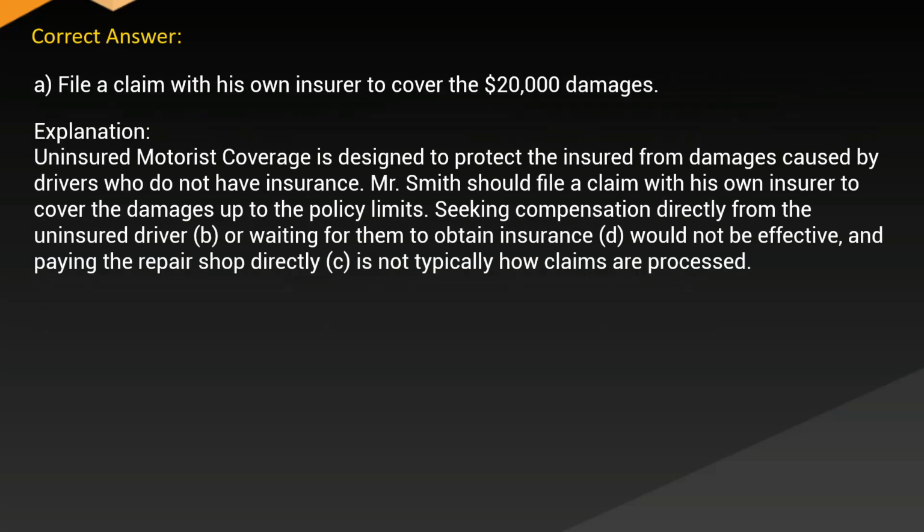Correct answer: B. File a claim with his own insurer to cover the $20,000 damages. Explanation: uninsured motorist coverage is designed to protect the insured from damages caused by drivers who do not have insurance. Mr. Smith should file a claim with his own insurer to cover the damages up to the policy limits. Seeking compensation directly from the uninsured driver, B, or waiting for them to obtain insurance, D, would not be effective, and paying the repair shop directly, C, is not typically how claims are processed.